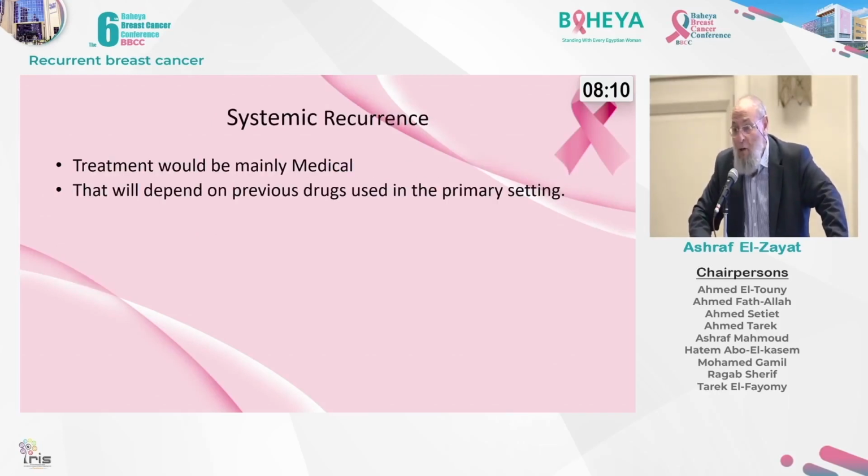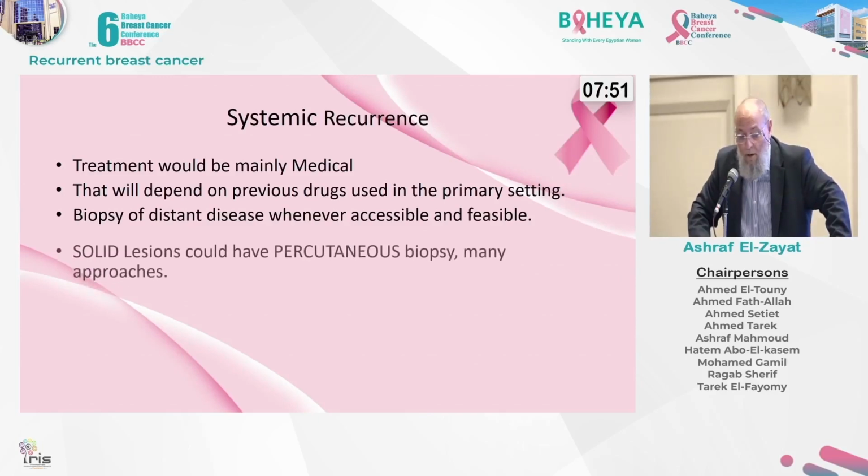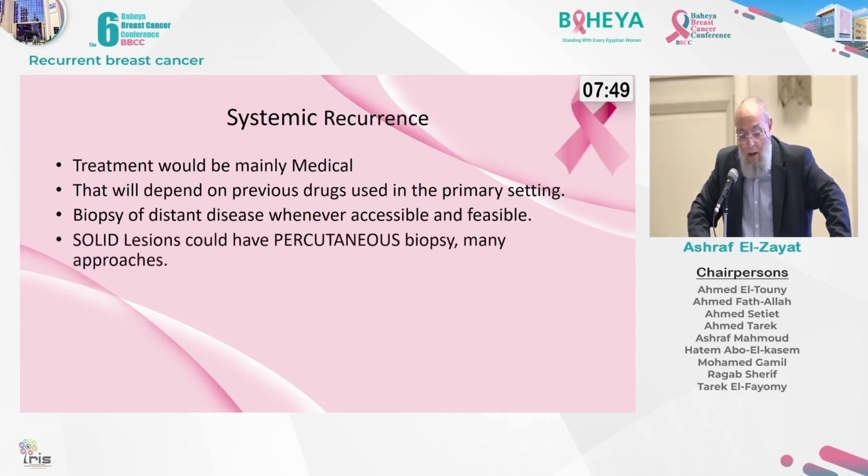When we have a systemic recurrence, of course, that's a medical issue. That's not really the main topic I talk about today, but treatment would be mainly medical. That will depend on the previous drugs used in the primary setting. Biopsy of a distant metastasis whenever accessible and feasible, please, we need it. We talked yesterday about solid lesions. Could we have a percutaneous biopsy? Many approaches, yes, we need a percutaneous biopsy.